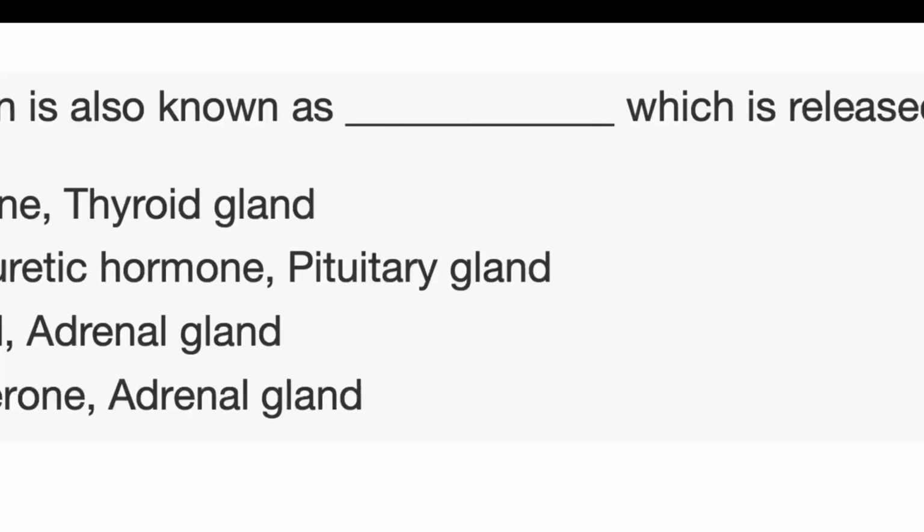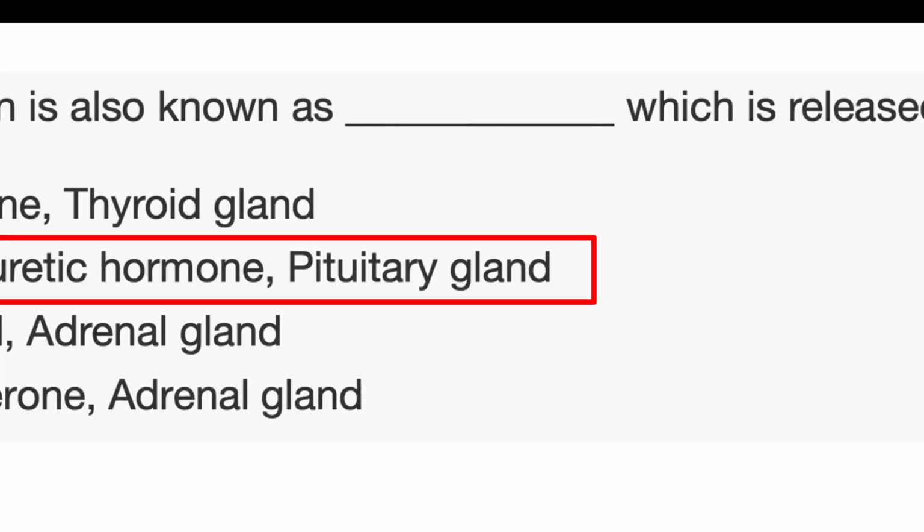Okay, it's enough time for me to reveal this answer. Let us see what is the correct answer to this question. Vasopressin is also known as dashed, which is released by dashed. The correct answer is option B. Vasopressin is also known as antidiuretic hormone or ADH, which is released by the pituitary gland.